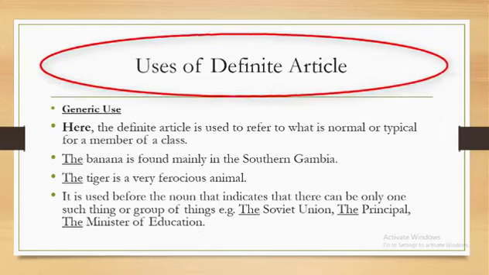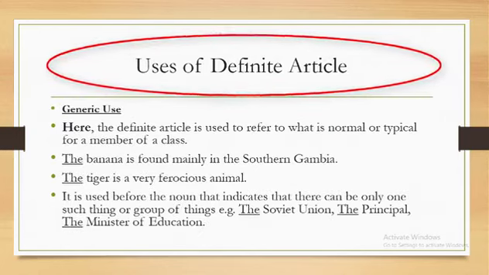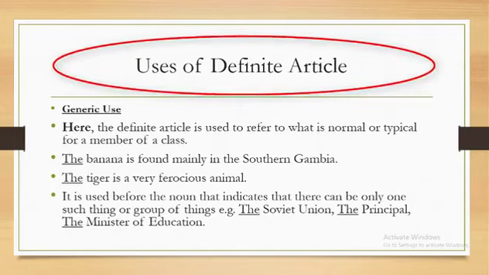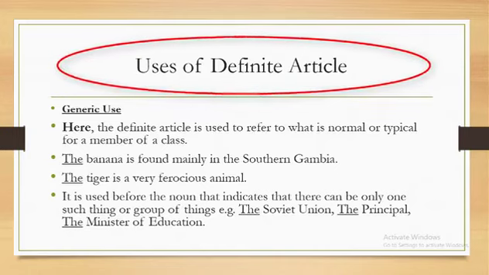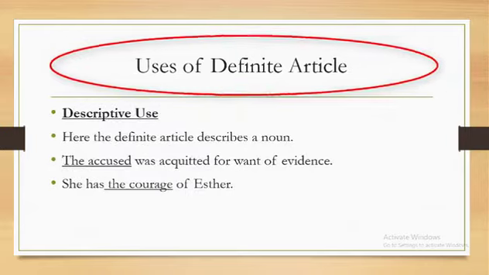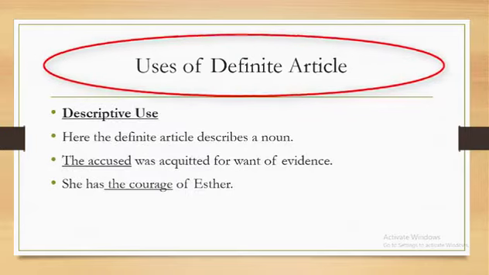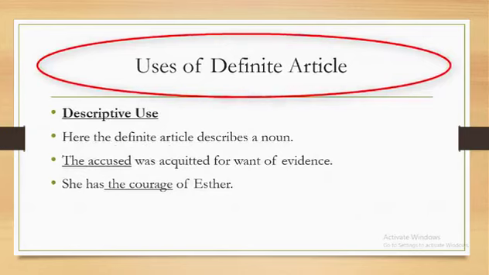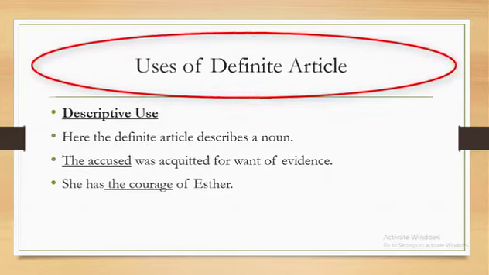Then also we could have the generic use. So the banana, when you are referring to what is normal or a typical member of a class. The tiger. The Soviet Union. Or when you use it for descriptive use: the accused. She has the courage of Esther.